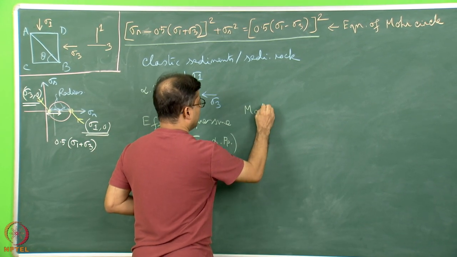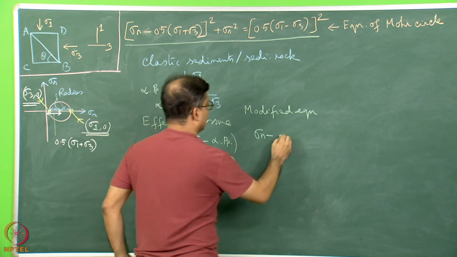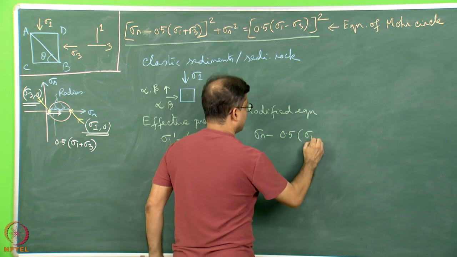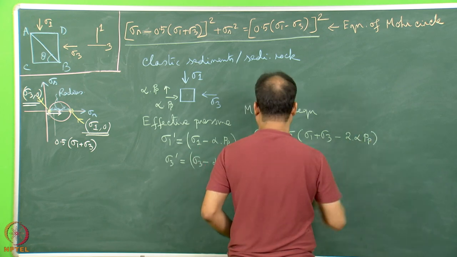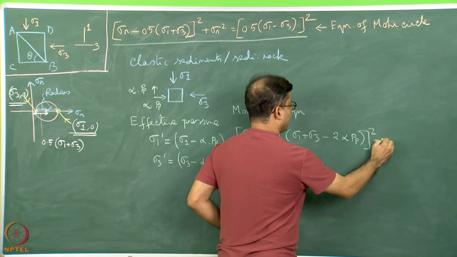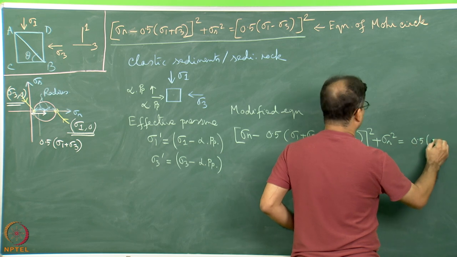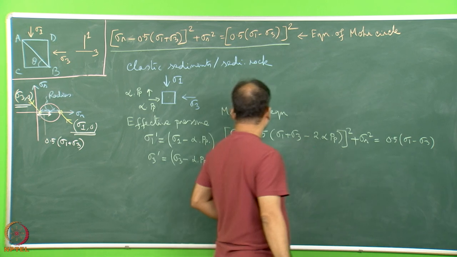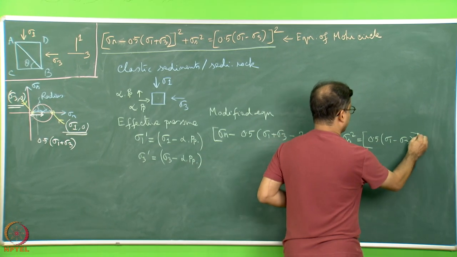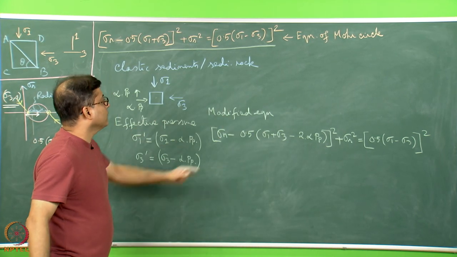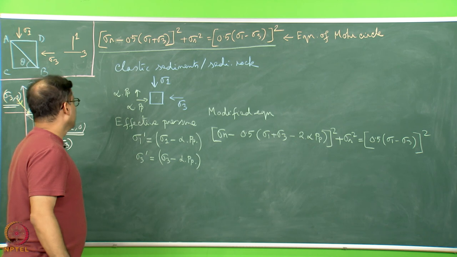The modified equation is given by sigma n minus 0.5 times sigma 1 plus sigma 3 minus 2 alpha PP, whole square, plus sigma s square, is equal to 0.5 times sigma 1 minus sigma 3, whole square, because if I put sigma 1 dash and sigma 3 dash there, the alpha PP terms cancel out. So where do I observe a change between this equation and that equation? On the left hand side I observe a change, whereas on the right hand side there is no change involved. So how will the Mohr circle behave?